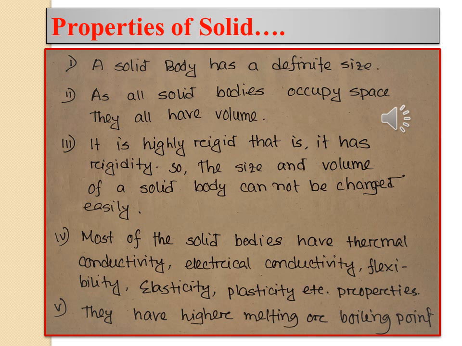Now the fourth point is that most of the solid bodies have thermal conductivity, electrical conductivity, flexibility, elasticity, plasticity, etc. properties. These are really very important properties in case of solid. Now the fifth point is they have higher melting or boiling point. We know very well each and every solid body has a higher melting or boiling point.